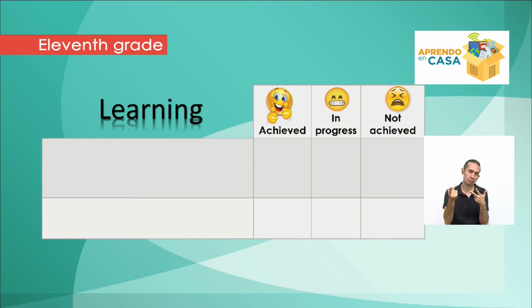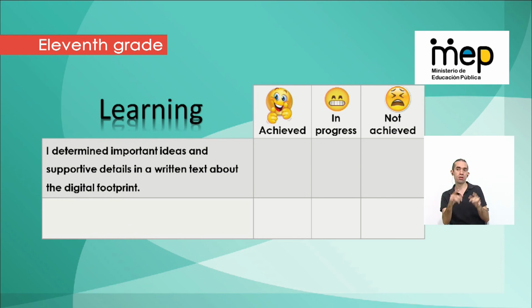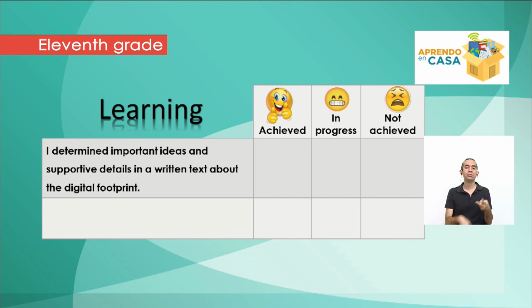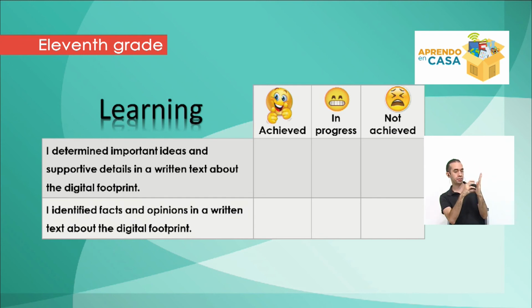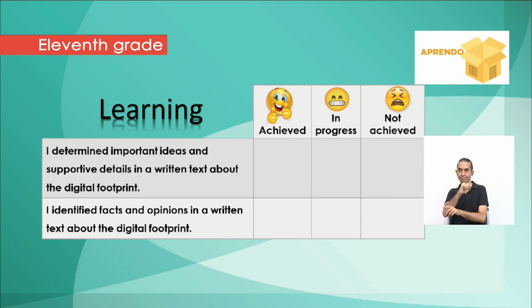Okay, let's look at the first one. I determined important ideas and supported details in a written text about the digital footprint. You achieved it? Is it in progress or not achieved? Okay, I hope it is achieved, right? The second one. I identified facts and opinions in a written text about the digital footprint. How did you do with that one? Were you able to actually identify opinions or differentiate them, opinions from facts?